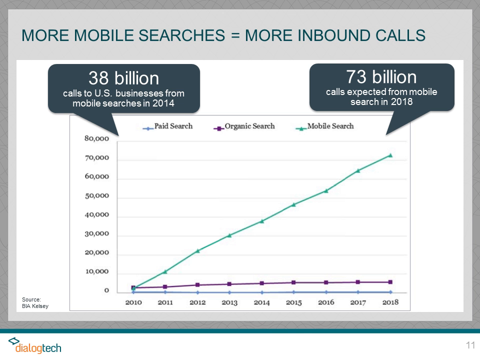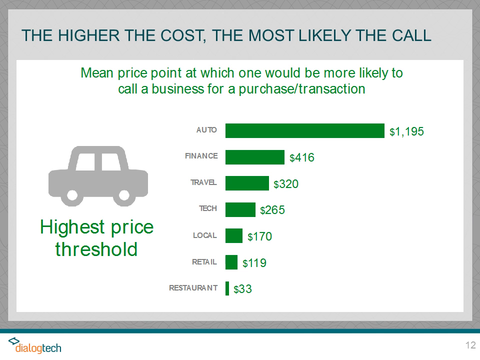And here are some statistics that back up this idea. This is from research from BIA/Kelsey. Last year we saw in the US that mobile search drove 38 billion phone calls. That's billion phone calls with a B. And by 2018, that number is going to almost double to 73 billion. So mobile search is driving a tremendous amount of call volume, more and more each month. So people who are running mobile searches want to call you.